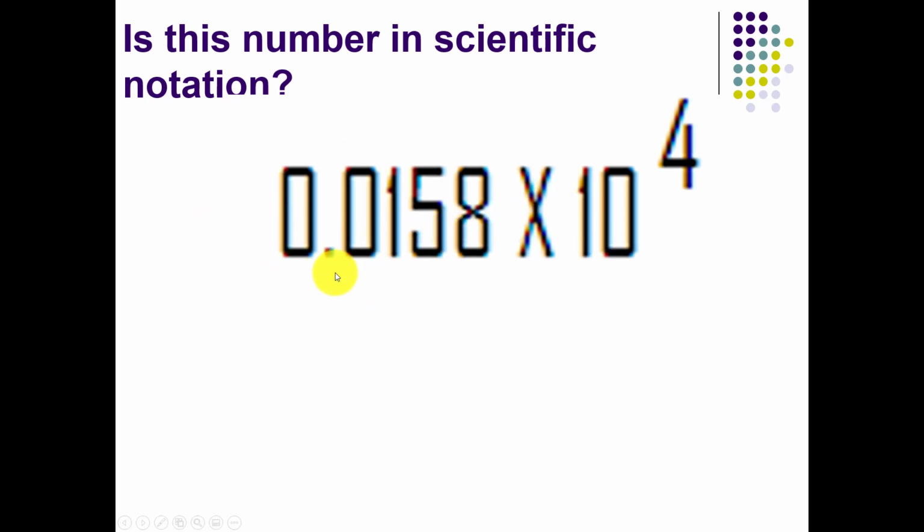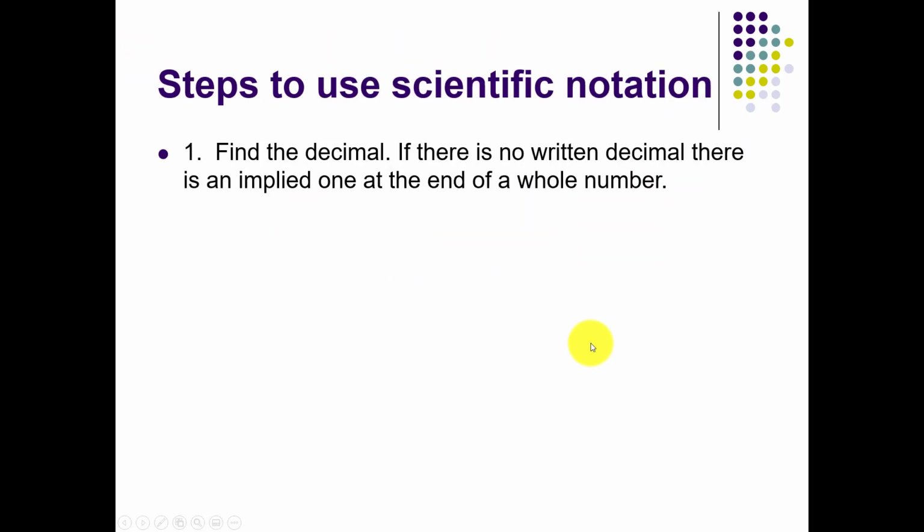And remember, scientific notation always needs to be a number between 1 and 10. And so I would move the decimal over 2 spaces, making it 1.58 times 10. And since I went 1, 2 over here, that's going to subtract 2 over here. So it would be 1.58 times 10 to the second.